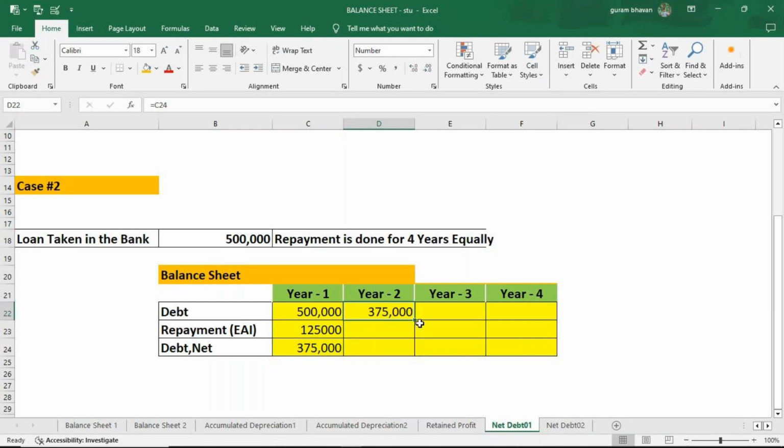Okay, I'll come here and I'll drag it. So the EAI amount is going to remain the same for all the 4 years. Here it will be equals debt amount minus the EAI. So I'll come here and do the fill handle. At the end of the last year, the loan amount will become 0.